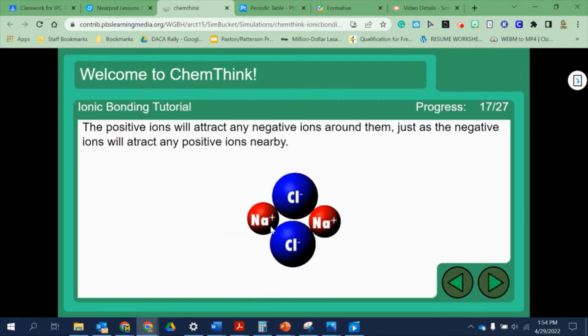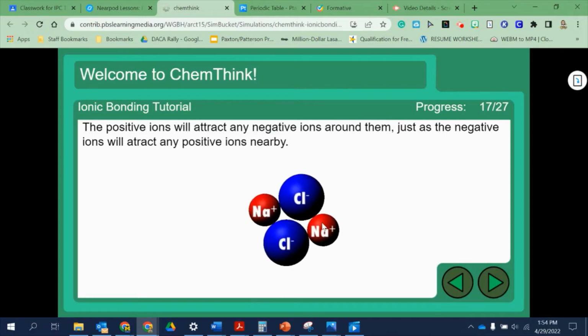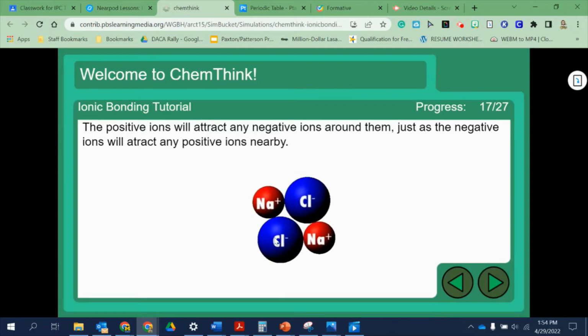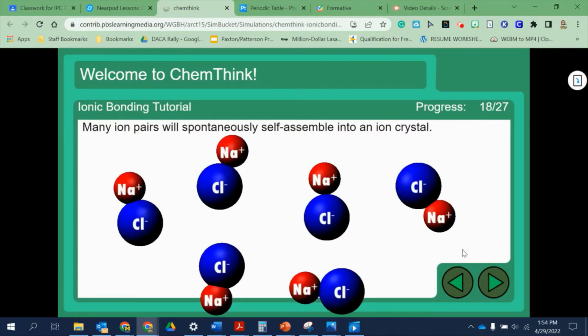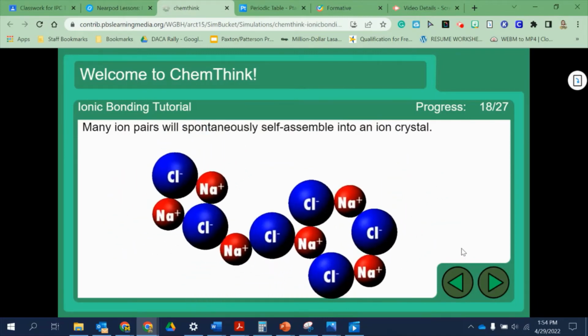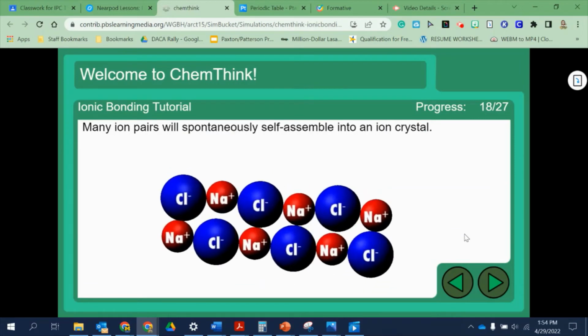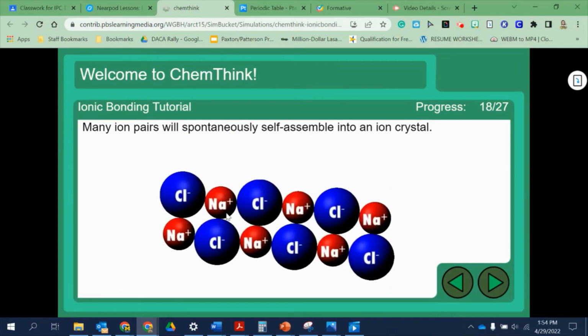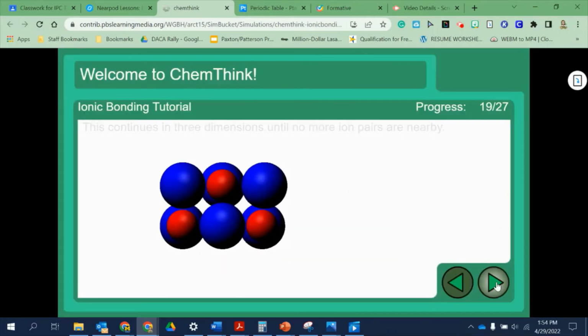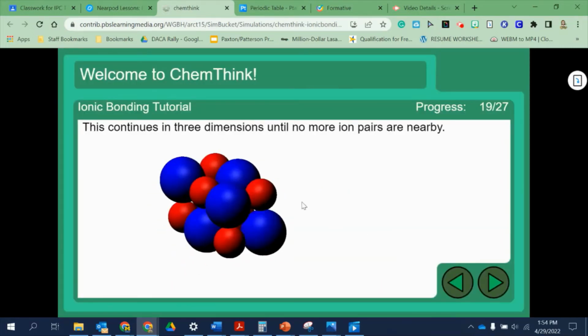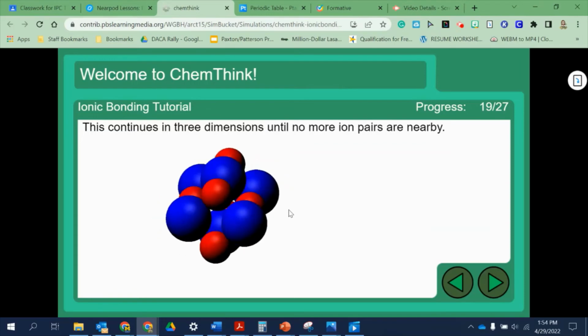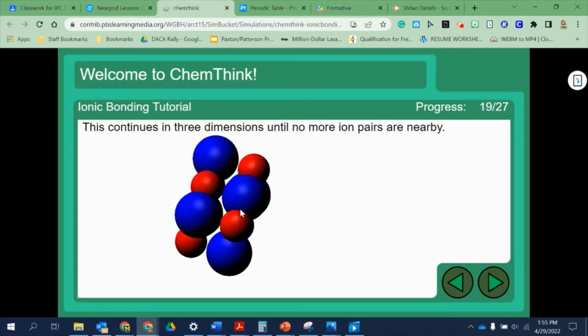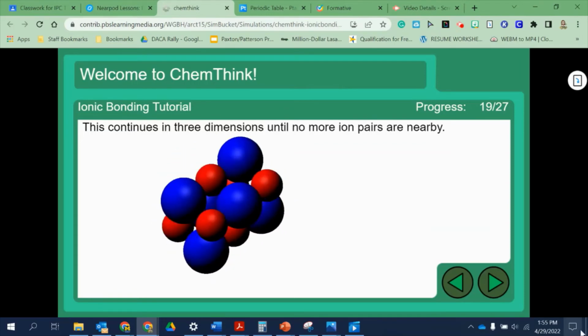See, so now they've attracted with each other, the plus with the minus, this plus with the minus, and when there are more of them together, look what happens. All the positives are connecting with all the negatives and all the negatives with the positives, and that's how they are throughout this molecule. This continues in three dimensions. So when you spin this, you'll see that there's always a red touching a blue, always a positive touching a negative.